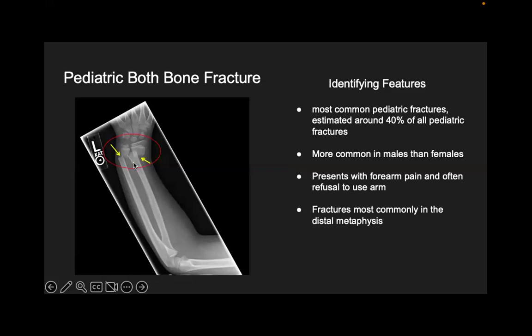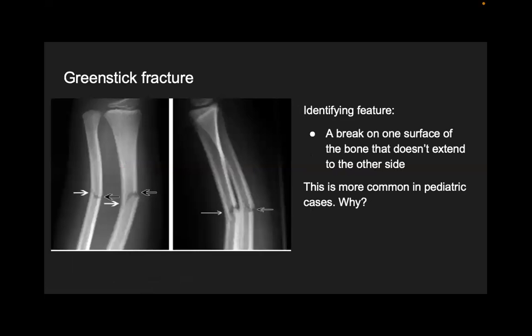Okay. So that's a pediatric both bone fracture. Next, we'll talk about a type of fracture that you could see again in pediatric patients, and we'll talk about why. This is called a greenstick fracture. Let's start off by going through that same anatomy of describing the imaging that we're looking at. So who wants to tackle it? We could take it piece by piece and work through it together.